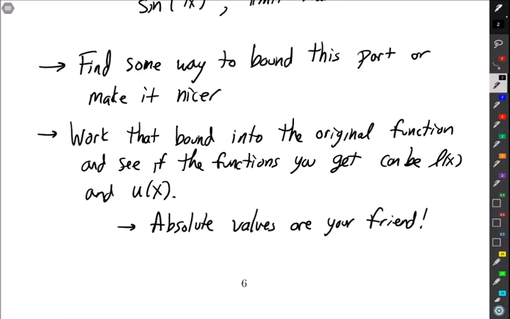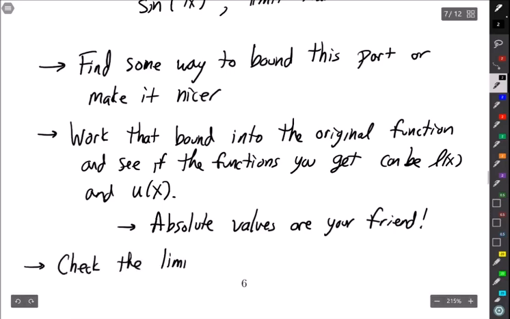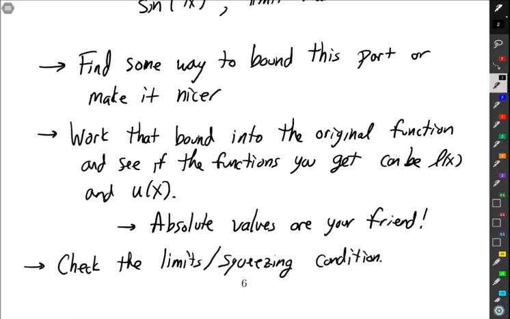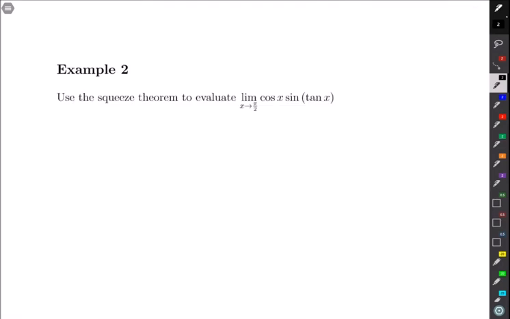And then finally, you have to at least check the limit condition to make sure that L and U both limit to the same number at the point you care about, and then you're done. At that point, you're good to go. All right, let's check one more example of this and how this comes together, and then that'll wrap up this video. So this function looks complicated, but it's really not too much harder than what we just did.